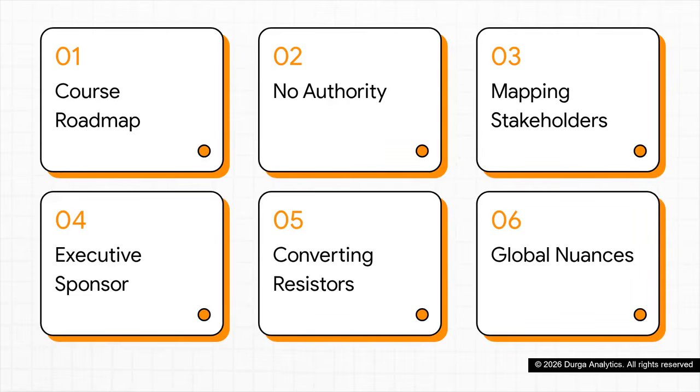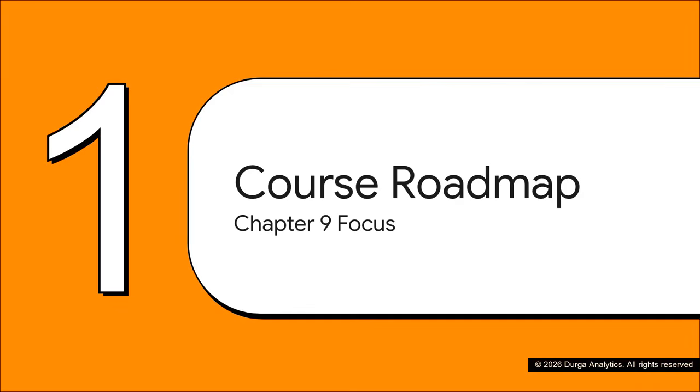Our tactical playbook covers 6 key areas: the course roadmap, navigating that lack of authority, mapping your stakeholders, securing an executive sponsor, converting resistors, and finally, some global nuances in interview prep. Let's dive right in. Starting off with Section 1, our course roadmap in Chapter Focus.